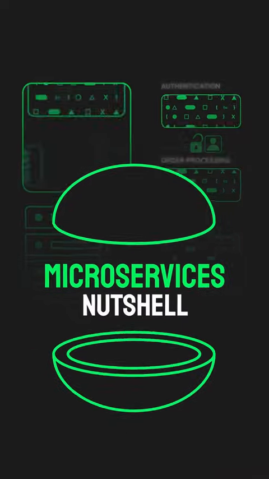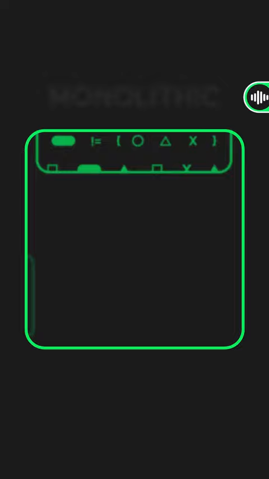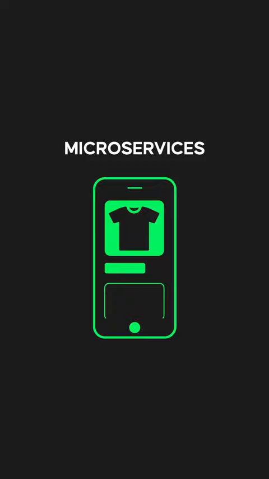Microservices in a nutshell. Traditionally, software was commonly built with a monolithic architecture where all different parts make up one big unit. Microservices are a different approach. So let's think of a backend server for an e-commerce app.